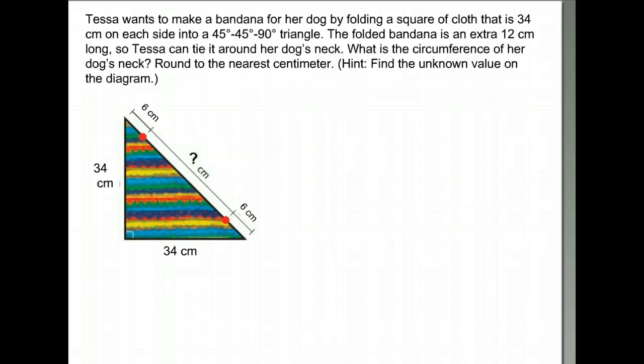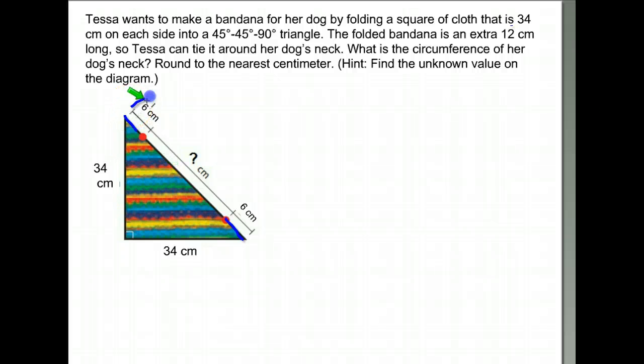Now it says the folded bandana has an extra 12 centimeters of length so that she can tie it on her dog's neck. And they went ahead and split that up, 6 centimeters on this side, 6 centimeters on this side, and then this part in the middle would need to be the size of her dog's neck. They want to know what is the circumference of her dog's neck. So notice, again, this is the ends of her handkerchief, and she would tie and use up this part and this part. And this part would be the distance around her dog's neck, or the circumference.